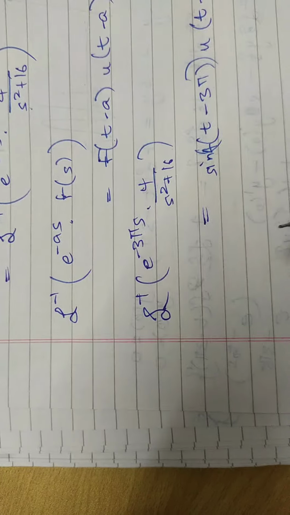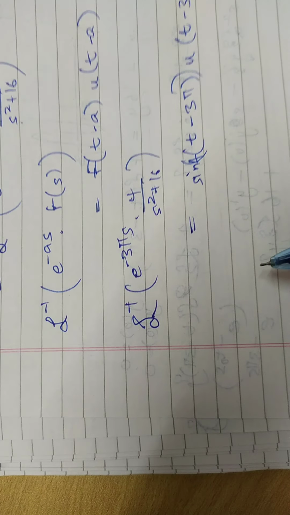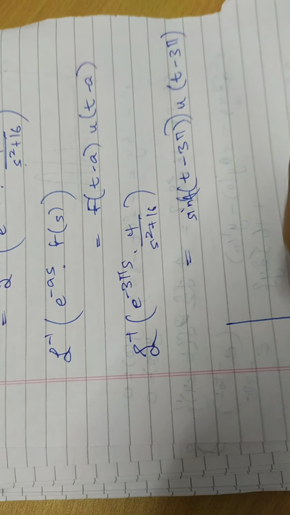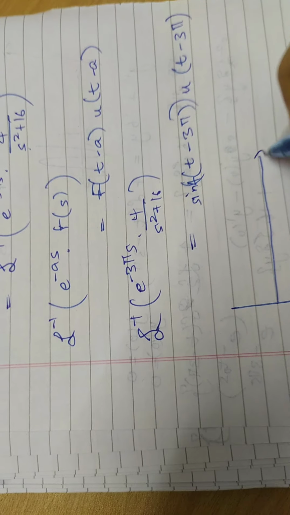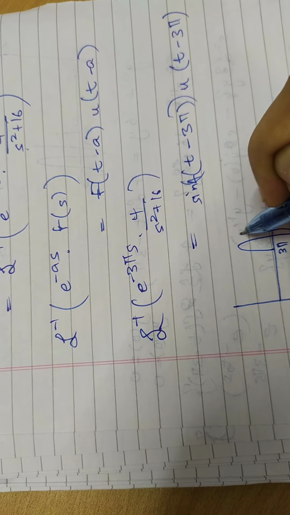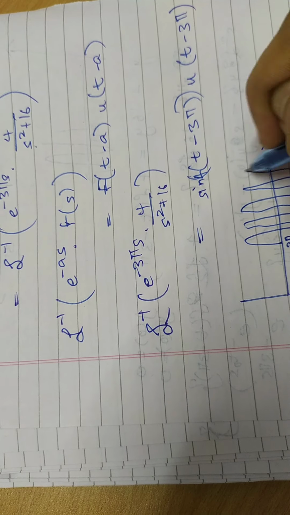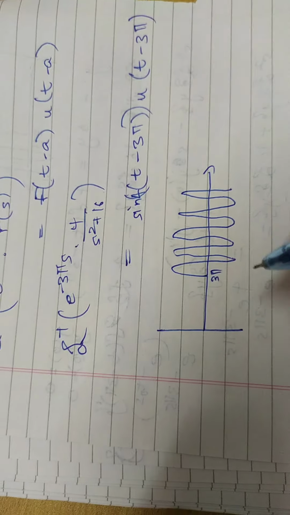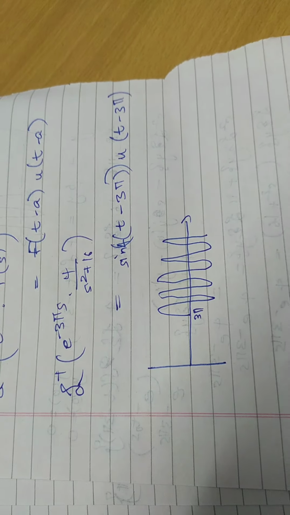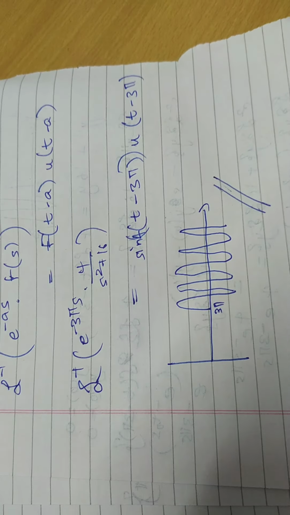I checked in Wolfram Alpha, and the graph of this function turns out to be something like this: nothing till about 3 pi, and then sine of 4 times t minus 3 pi, a high frequency graph. So I guess I was almost right, considering I did predict sinusoidal motion over here. So that's that. This is our solution. I'm the king of math.